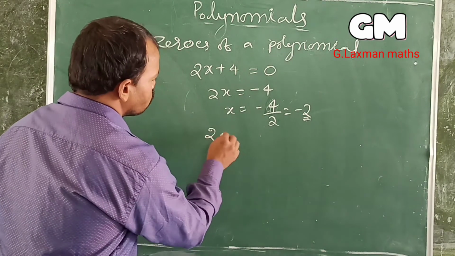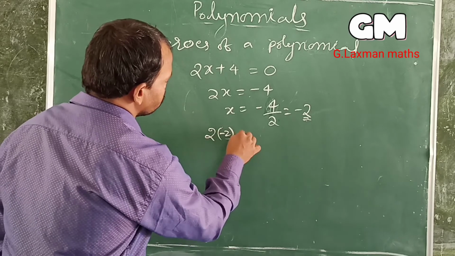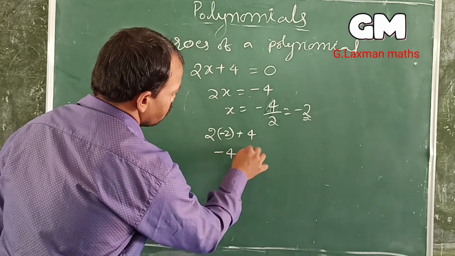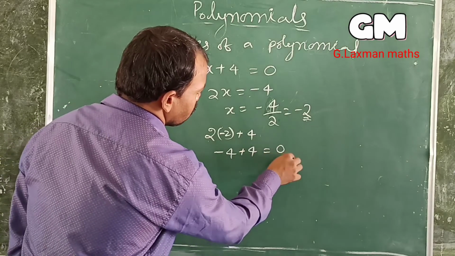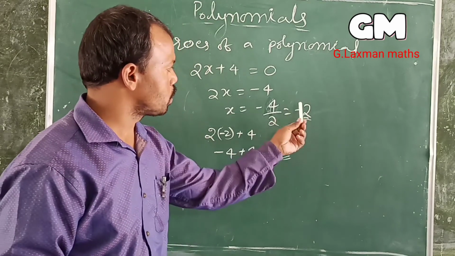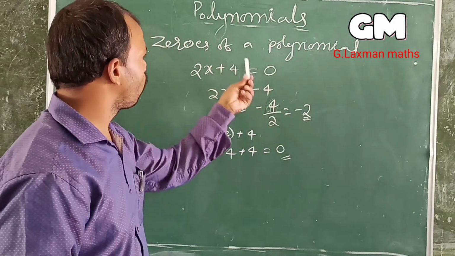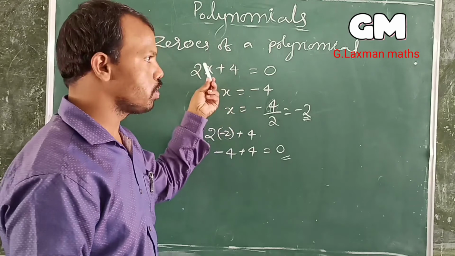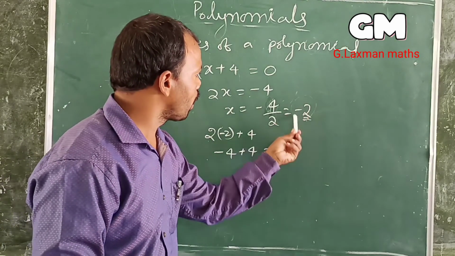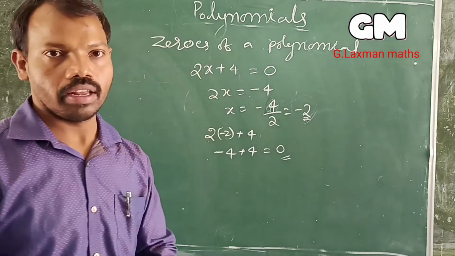So just substitute it in place of x: 2 times minus 2 is minus 4, plus 4. The total value becomes 0. So when we substitute minus 2 in this polynomial, the total value of this polynomial becomes 0. Therefore we can call minus 2 a zero of the polynomial.